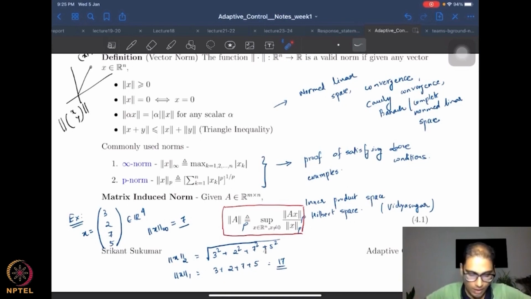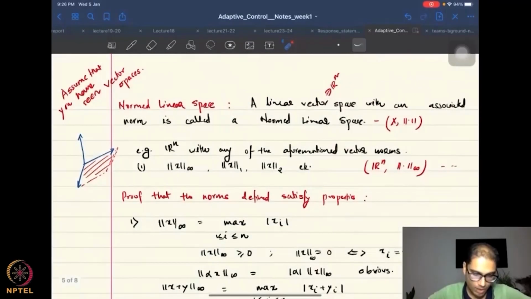Before discussing the supremum and so on, we want to understand what structure is given to a vector space by a norm. This is something that is very critical. I am of course assuming that all of you have seen vector spaces or some variant of it.